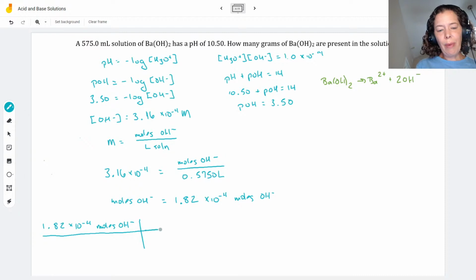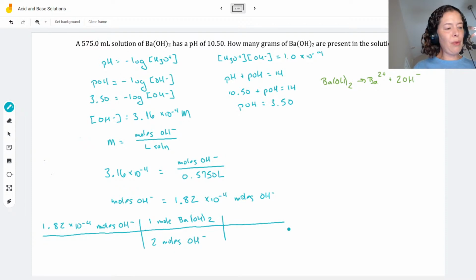I'm going to convert back to moles of barium hydroxide using my balanced chemical equation. So for every 2 moles of hydroxide, I need 1 mole of barium hydroxide. And then because my problem asked me for grams, I'm going to put 1 more conversion factor in here. I'm just going to convert from moles of barium hydroxide to grams of barium hydroxide. Let's see, what is that? 171.34. That is grams of barium hydroxide.